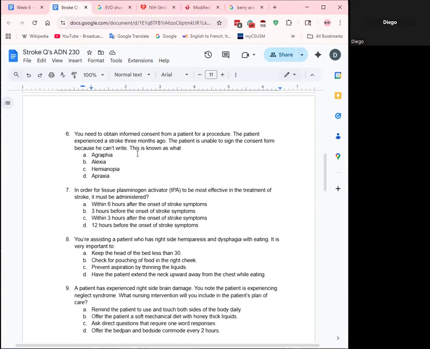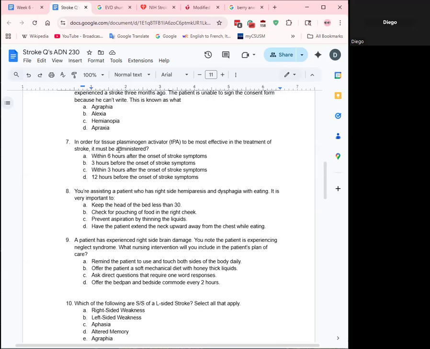Number 6, you need to obtain informed consent. The patient experienced a stroke 3 months ago and is unable to sign. Which one's this? Yeah, agraphia. Graph, you're writing, you're drawing a graph. Just for the sake of making sure we're good with our medical terminology there.